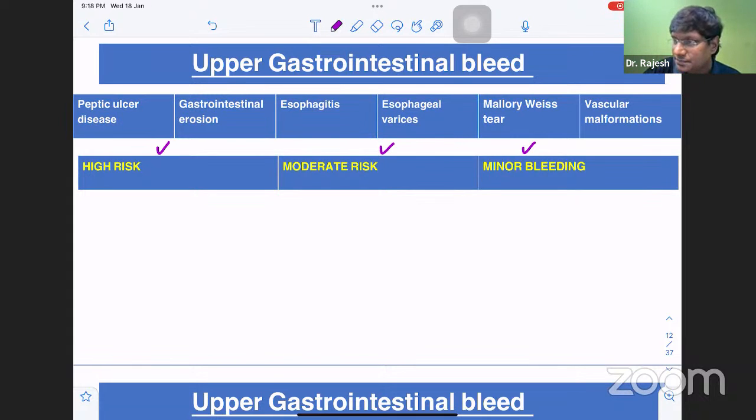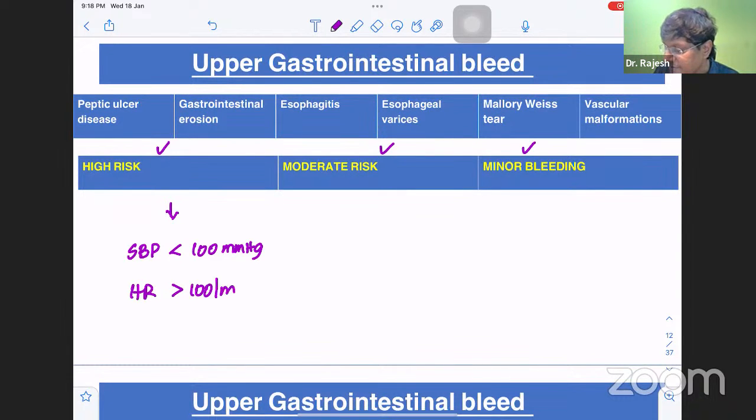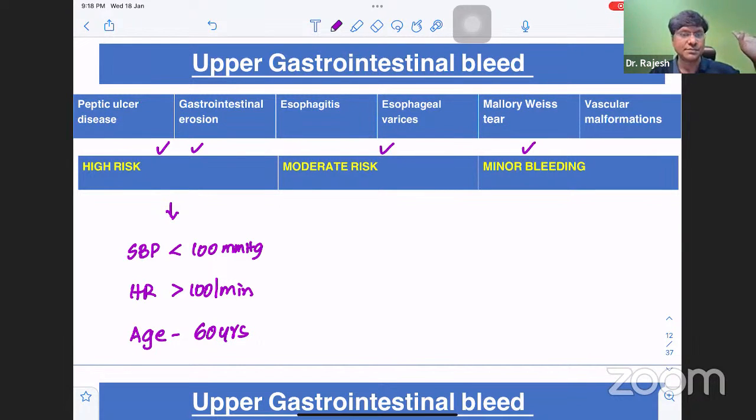The patient whose systolic blood pressure is less than 100 millimeters of mercury, heart rate more than 100 per minute, and age around 60 years or more than 60 years, these individuals with upper gastrointestinal bleed are considered to be high-risk patients. They require immediate fluid resuscitation.